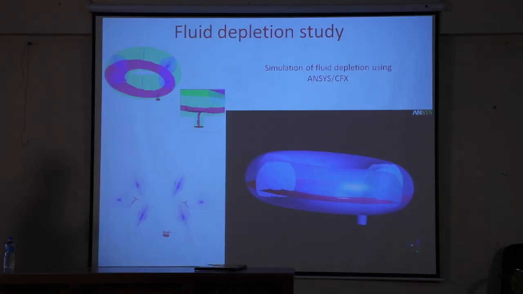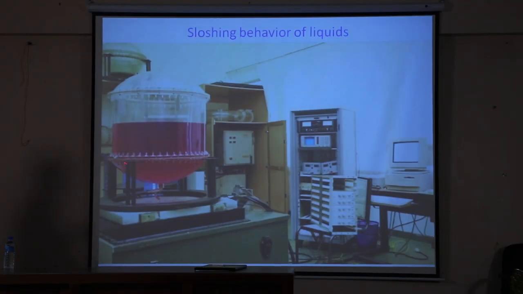If you take a liquid in a tank and fly it in a rocket also, it will simply slosh left and right, and you cannot drain it out. So you have to understand how liquid behaves in tanks. We create a transparent tank filled with liquid and excite it using shakers and see how the meniscus of the liquid is changing, what type of attenuation devices are there. If this is not handled properly, the rocket can fail. It will hit the walls of the tank and the tank can burst.